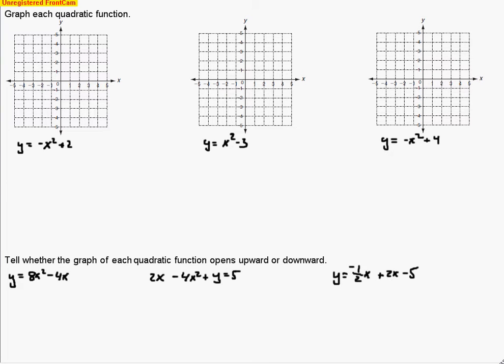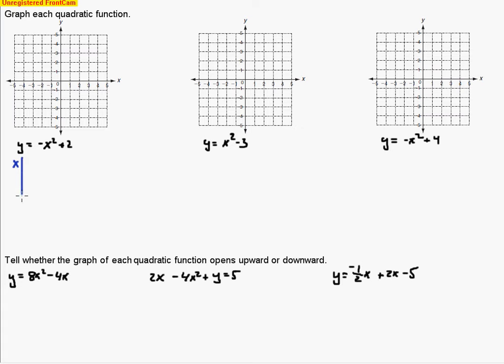Today we will be graphing quadratic functions and then also telling whether a graph opens up or down. So let's take a look at our first problem here. I see that we have y equals negative x squared plus 2. The way we're going to graph these is to make a table. So here's how the table goes.